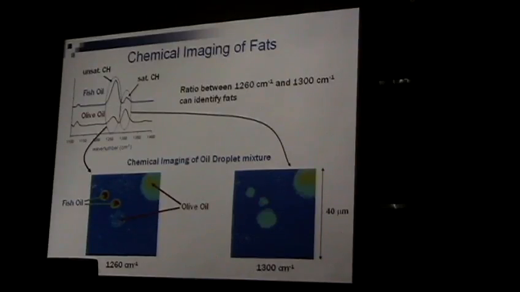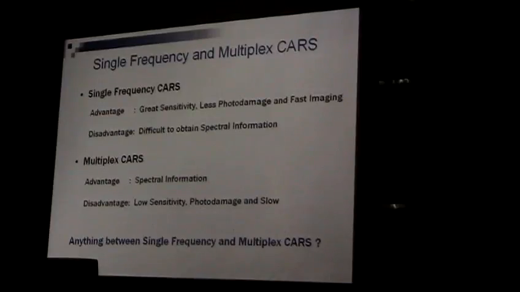What we're doing is calibrating and seeing whether we can get a quantitative estimate of the ratio of saturated and unsaturated fat, and whether we can apply that to real cells, and that's what we are working on. So anyway, that's the end of my multiplex CARS story, and I'm just summing it up.